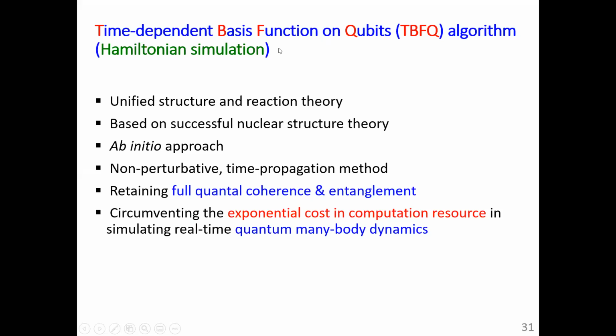So the time-dependent basis function on qubits algorithm has the following properties. First of all, it is a unified structure and reaction theory. Second, it is based on successful quantum structure theory. And third, it is an ab initio method. Fourth, it is a non-perturbative and time propagation method, and it retains full quantum coherence and entanglement during the calculation. And it circumvents the exponential cost in computational resources in simulating real quantum many-body dynamics.